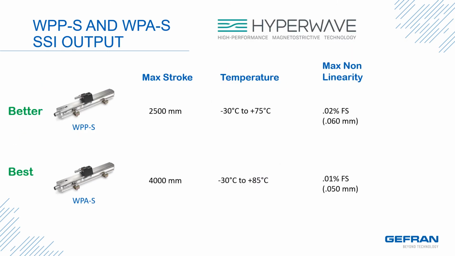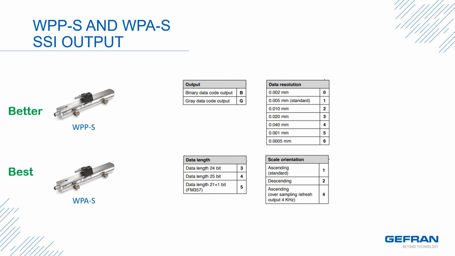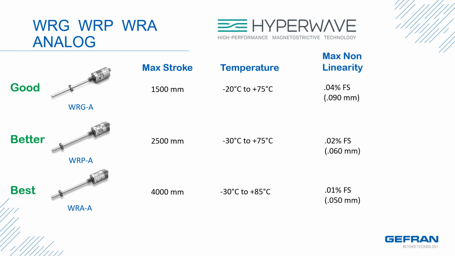The WPP-S and WPA-S are profile-shaped transducers that utilize Gefran Hyperwave technology. They have the same specifications as their analog counterparts, except they have SSI output. These are the configuration options for the SSI output. The WRG, WRP, and WRA series are rod-shaped analog linear transducers that utilize Gefran Hyperwave.